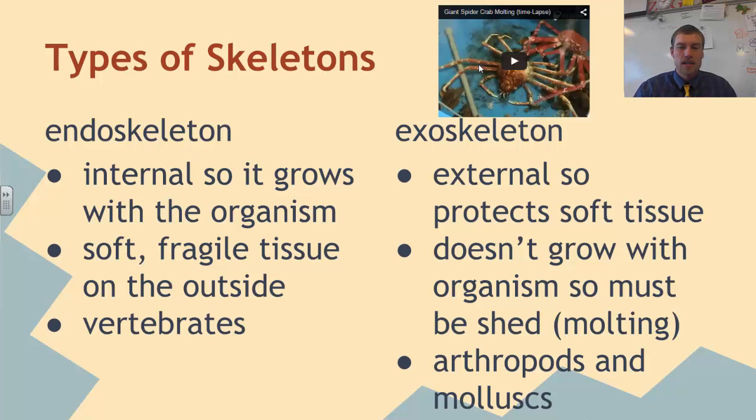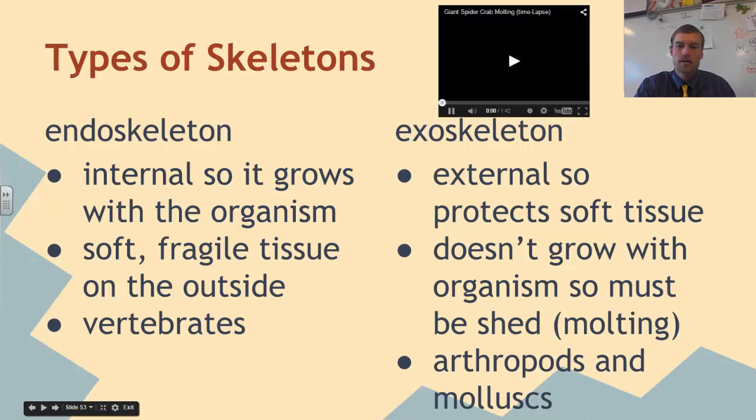We can also have exoskeletons, which are external, so therefore they protect the soft tissue. However, an exoskeleton is not going to be able to grow with the organism as much. It might grow a little bit, but not too much. And so that's why it has to be shed over time, which is called molting. This is found in arthropods and mollusks.